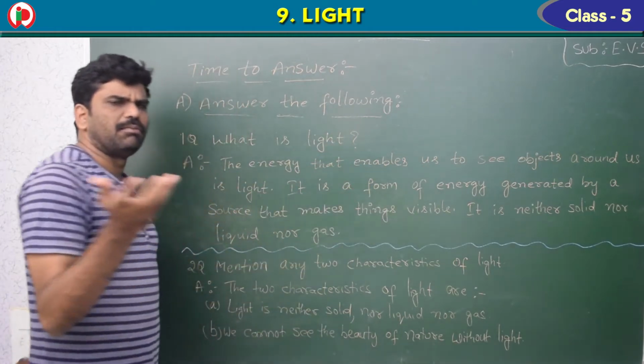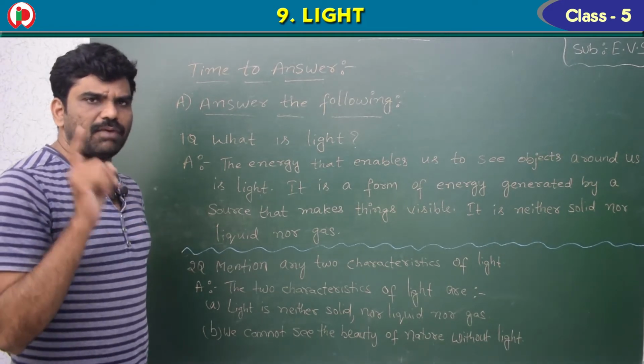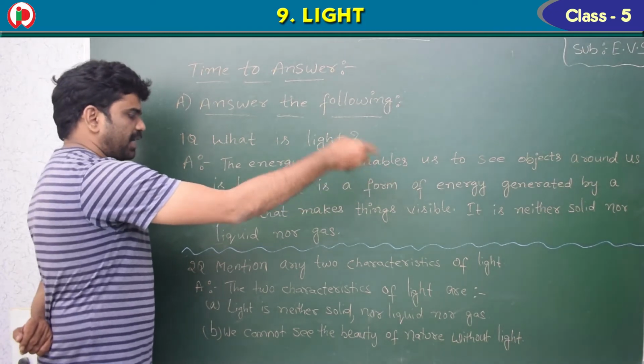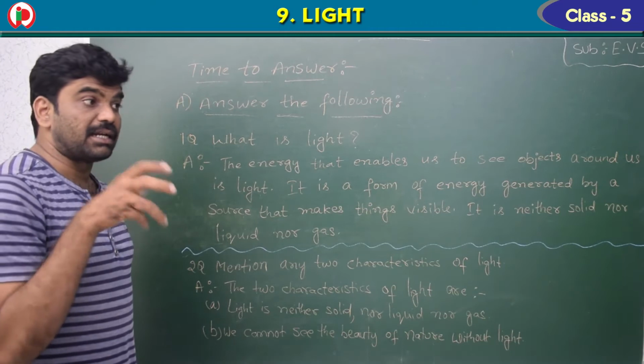So we see many things around us. This is possible because of only one energy, that is light. It is a form of energy generated by a source. So light is a form of energy, no doubt in that. It is generated by a source.